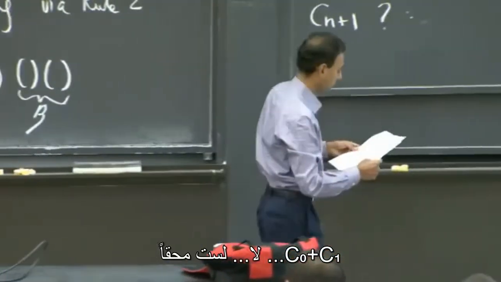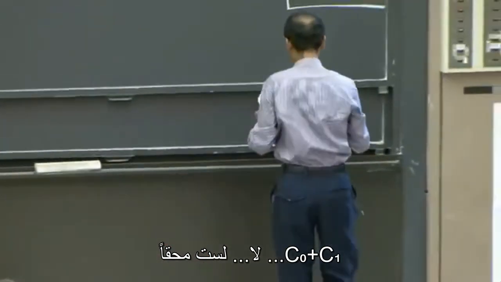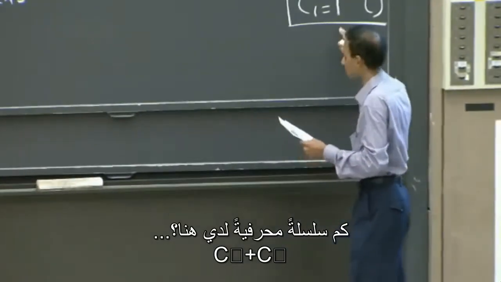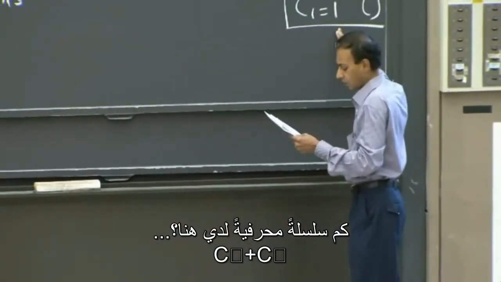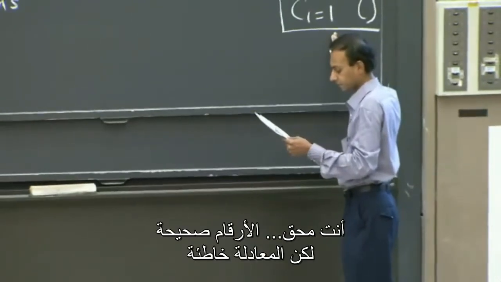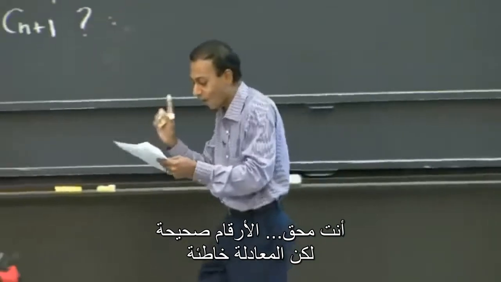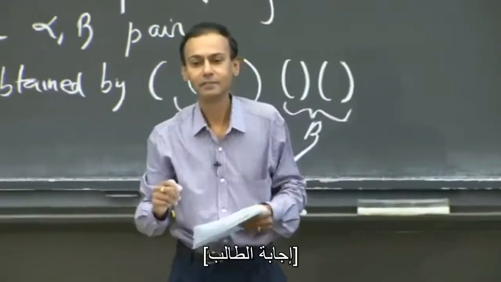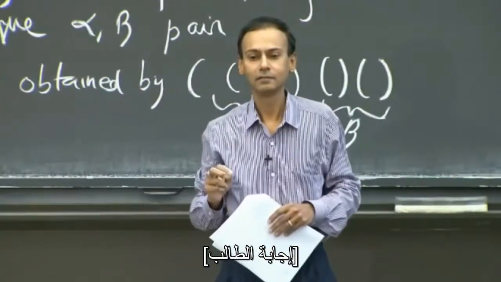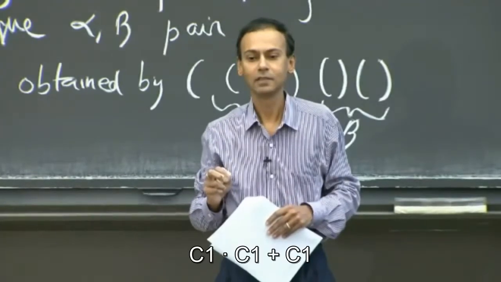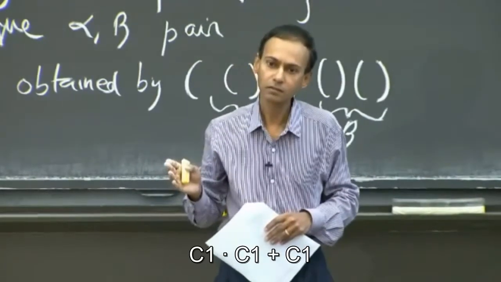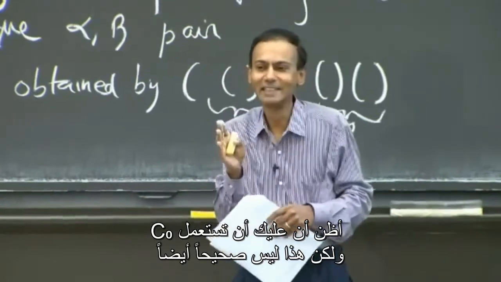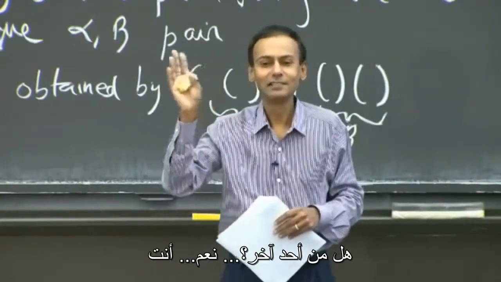C0 plus C1? No, not quite right. How many strings do I have? C0 plus C1. Yeah, actually, you're right. Well, the number is right, but the equation is wrong. Okay, it's not quite that, right? So it's something like C1 times C1 plus C1. I think you want to use the C0. Okay, C0. But that's not quite right either. Someone else. Yeah, okay, you.